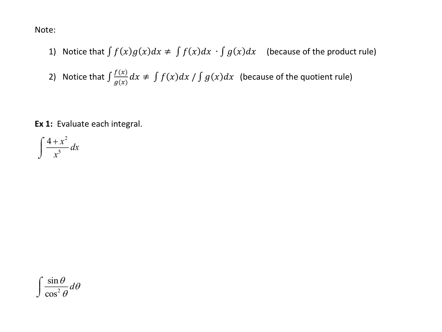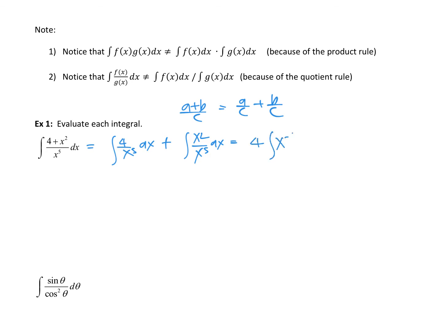Here we know that a plus b over c is basically a over c plus b over c. So I'm going to split it like that. So it's going to be 4 over x to the 5th dx plus x squared over x to the 5th dx. Again, if I were to rewrite it, the first one, 4 is a constant, so I can pull it outside. x to the negative 5 dx plus the second one, I have x squared on the top, x to the 5th on the bottom, so that's x cubed on the bottom, so it's x to the negative 3 power dx.